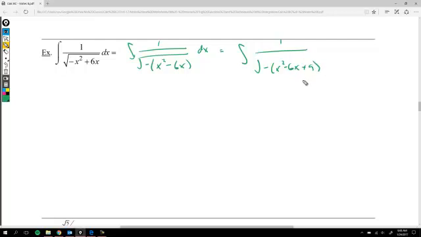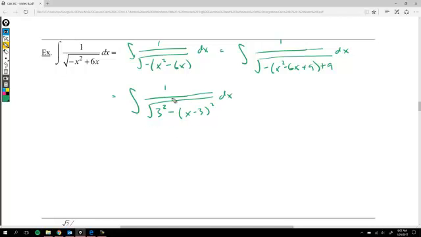But the way that we're going to counteract this is, I didn't really add 9, I added negative 9. So this 9 is really negative, so I'm going to do a plus 9 on the outside, because 9 minus 9 is 0. And so now what I have is 1 over the square root of 9, which is just 3 squared. I'm going to put that here, minus, and then right here I can factor this into x minus 3 squared dx.